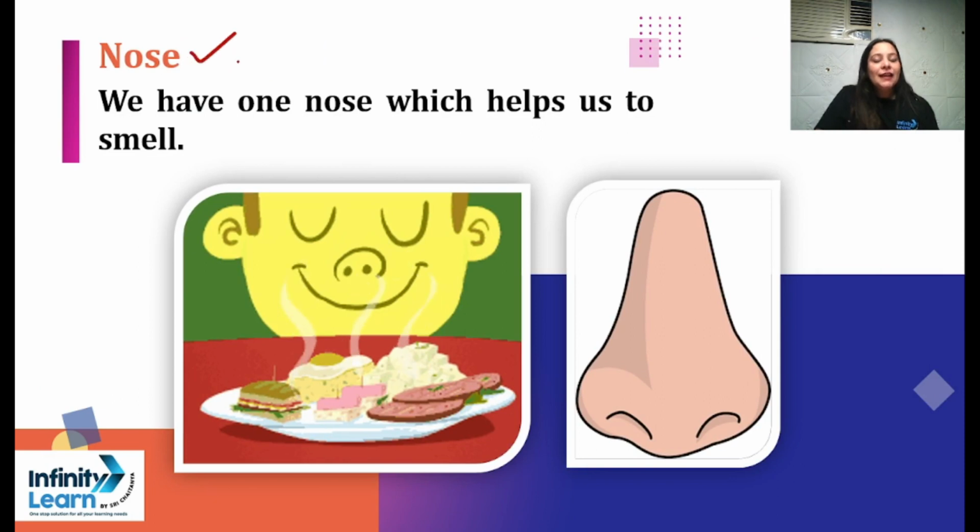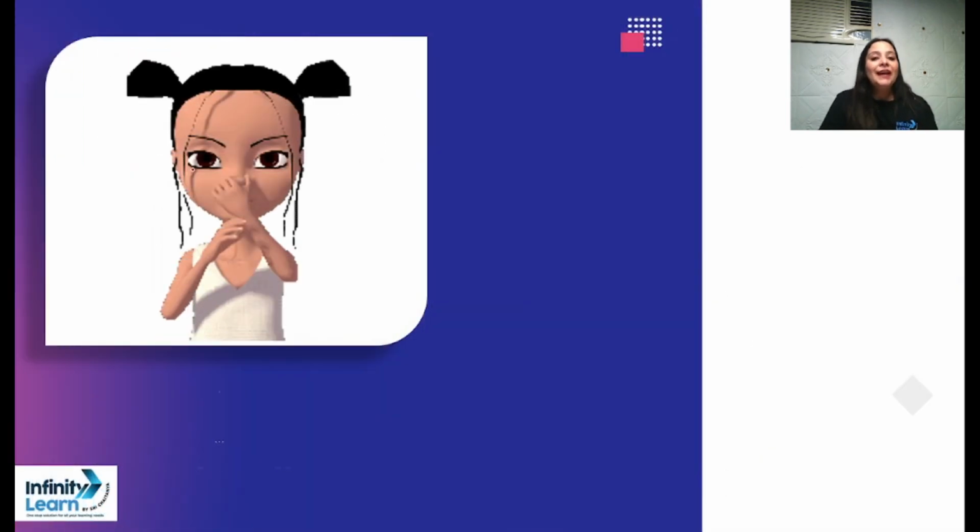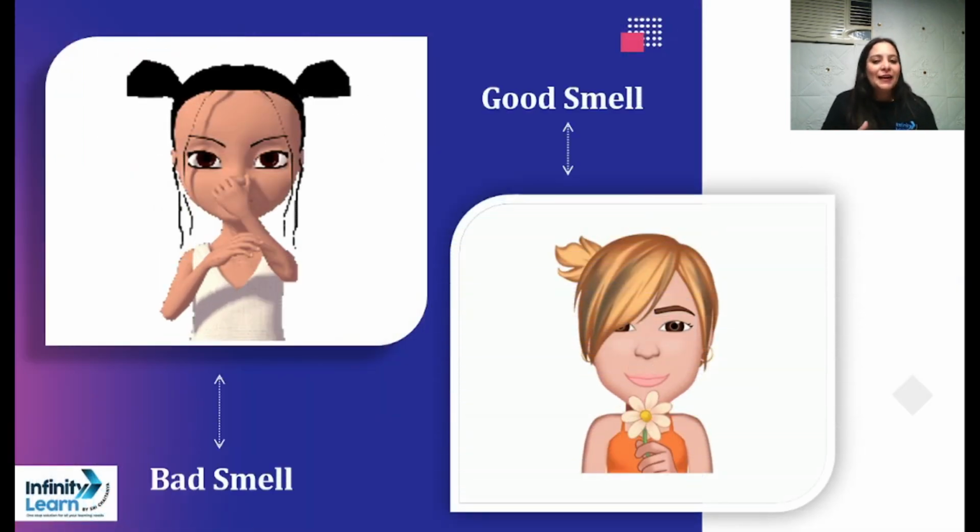Second sensory organ, let's discuss the nose. All of us have one nose, which helps us to smell. Whenever you can detect a good smell or a bad smell, that is just because of your sensory organ, the nose.